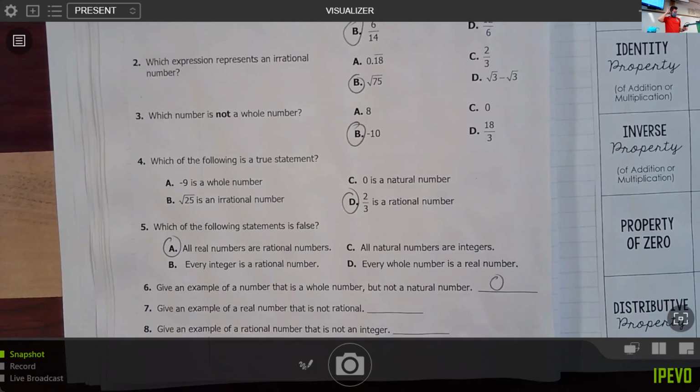That's it. Number 7. Give an example of a real number that is not rational. So an irrational number. What's the most popular irrational number? A number that's not rational. What about pi?